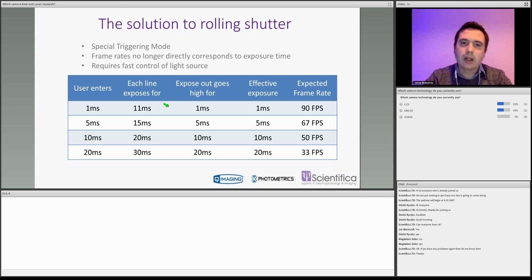What that means is you tend to get a small hit on the frame rate, because we need that slightly longer exposure time, but you can actually make these rolling shutter cameras work in a kind of pseudo-global shutter.